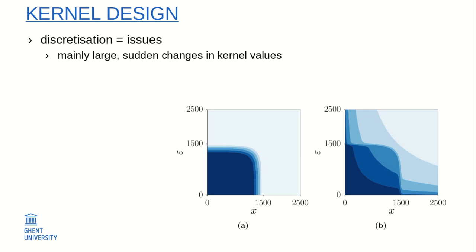This discretization leads to issues, mainly in the case of large sudden changes in kernel values. Do you still remember the contour plots from a couple of slides back? Well, this is a nice example of large sudden changes in a certain region. So at this point I suggest that you pause this video, go a few slides back and make sure that you recall how this aggregation kernel is working.